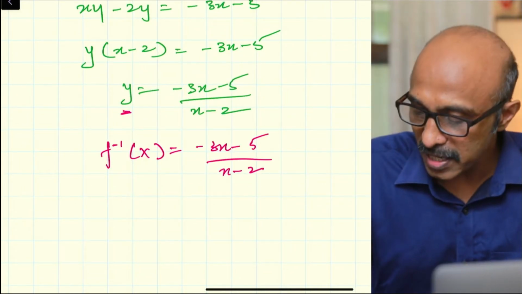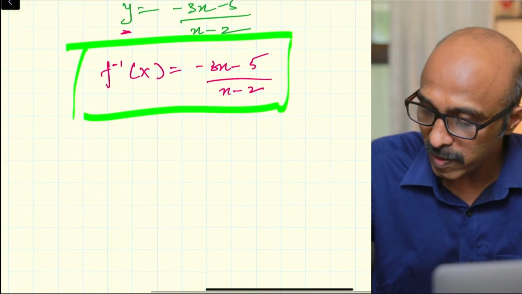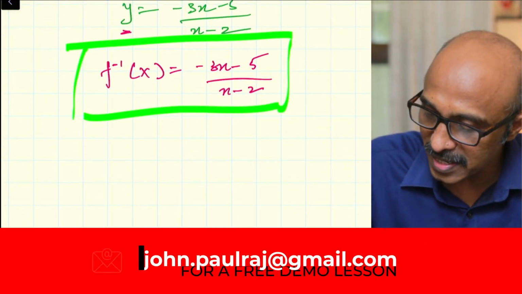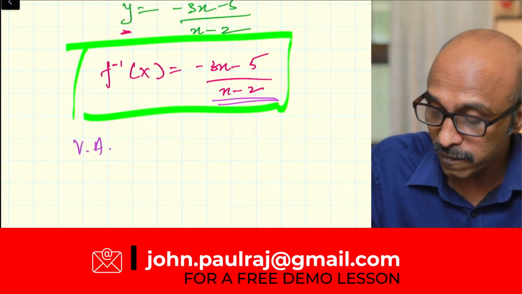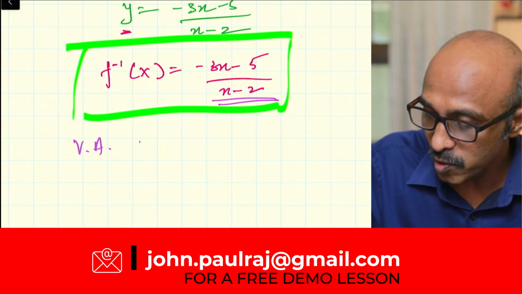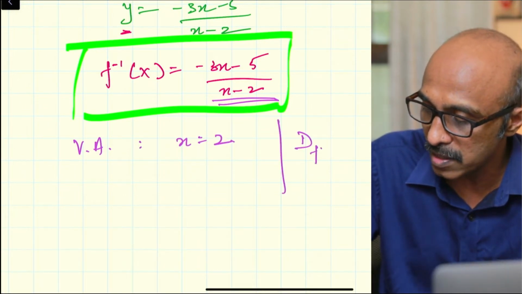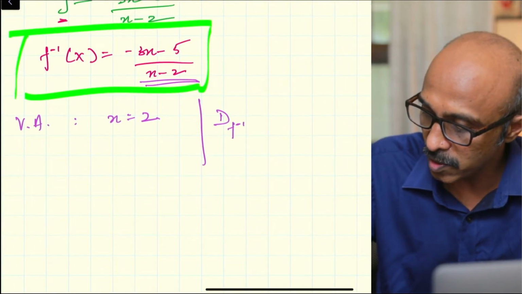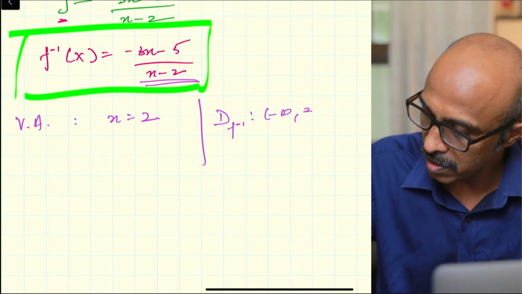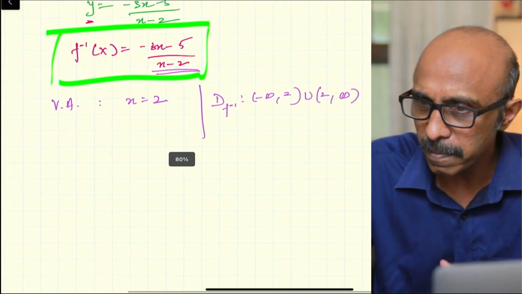So let's examine this inverse function for any possible vertical or horizontal asymptotes. When we look at the denominator, we can clearly see that it becomes 0 at x equals 2. So the vertical asymptote for this inverse function is going to be x is equal to 2. And the domain of the inverse is going to be negative infinity to 2 union 2 to infinity.